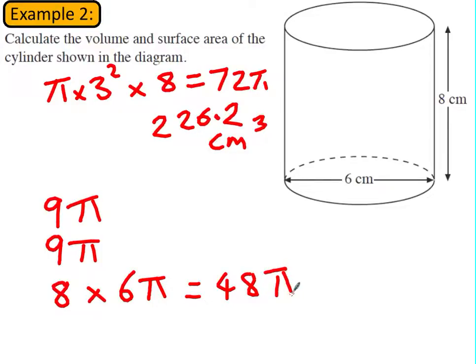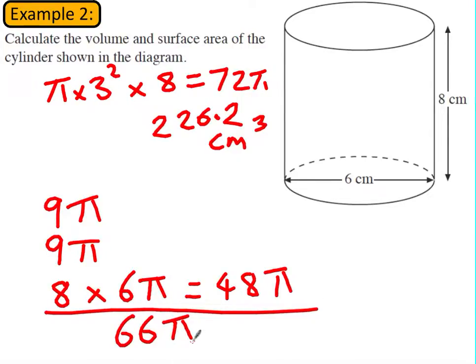So if I add to 48 pi, 9 pi and another 9 pi, I'm going to get my total to be 66 pi, and that is the total surface area. Converting that into a decimal will give me 207.3 centimetres squared. And that is all we need to complete the exercise.